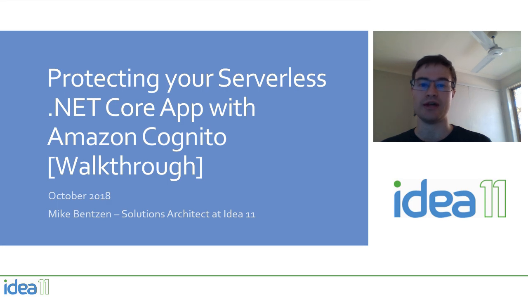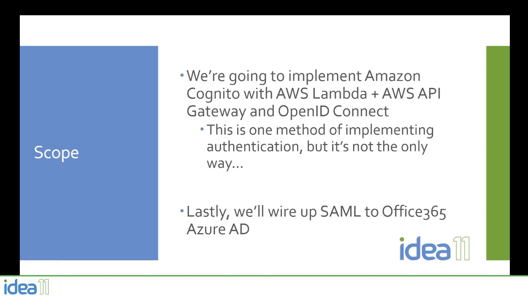There have been many iterations of the authentication and authorization layer over the last few years with ASP.NET MVC. With ASP.NET MVC Core, Microsoft have simplified the request pipeline, allowing you to plug in functionality if required, and this is referred to as the ASP.NET Core middleware. So today we're going to implement Amazon Cognito with AWS Lambda and API Gateway with OpenID Connect. This is one method of implementing authentication. It's not the only way. There are several other ways as well.